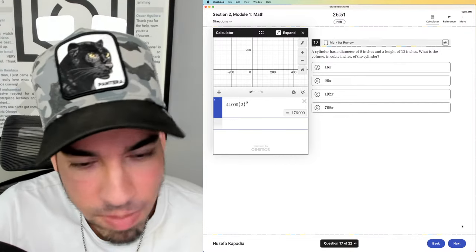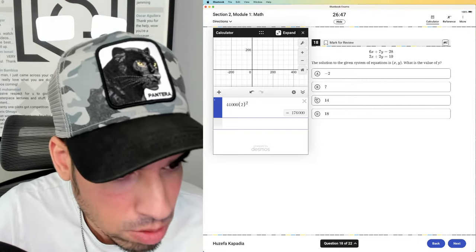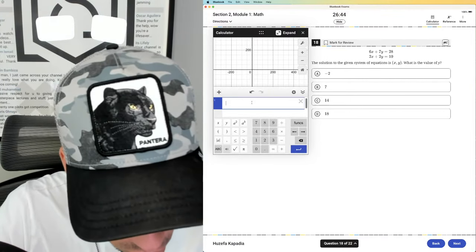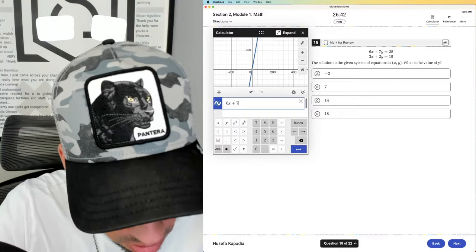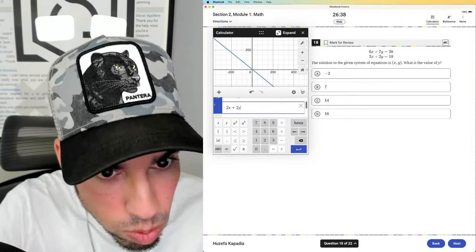This one, you need a formula. This one, solution given system equations. Yeah, this is beautiful for Desmos. Watch this, just write it in. 6x plus 7y equals 28. 2x plus 2y equals 10.